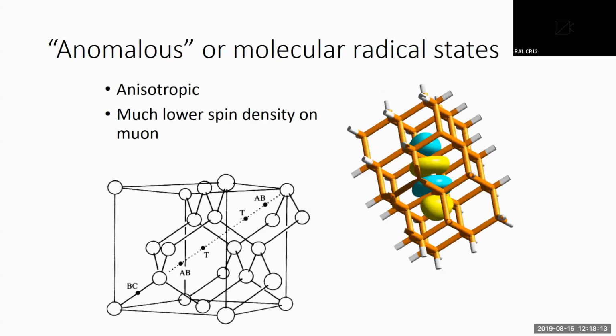This bond center site here has some complicated wave function. It's very anisotropic, so as you rotate the field or the sample, you see the lines change position. And it's a much lower spin density on the muon compared to the normal muonium site.